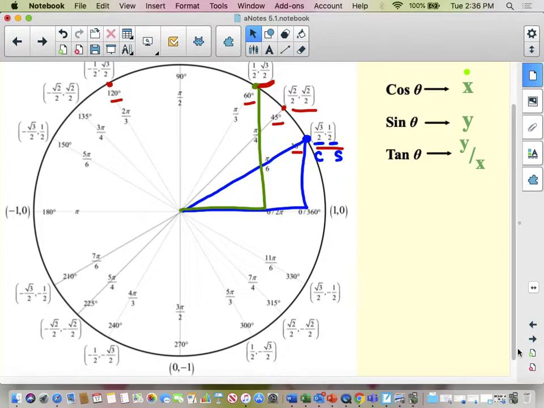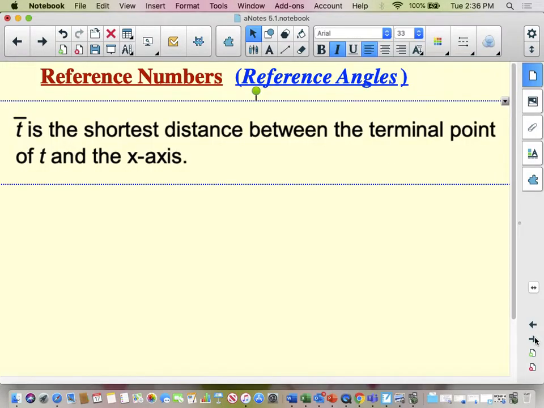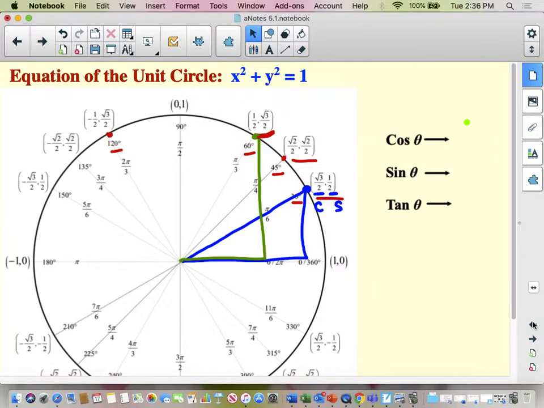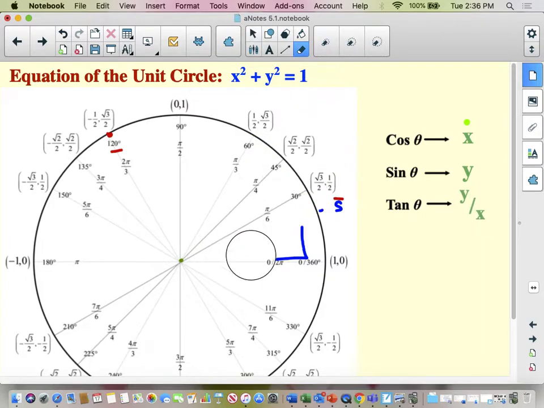Okay, so things that you're going to need to kind of refresh your memory on. The other thing that you're going to need to remind yourself of is how to get the angles in radians. Okay, so I'm going to erase all of my stuff here so you can look back at the unit circle.